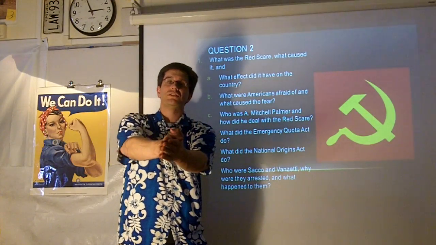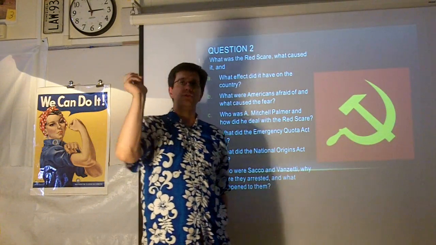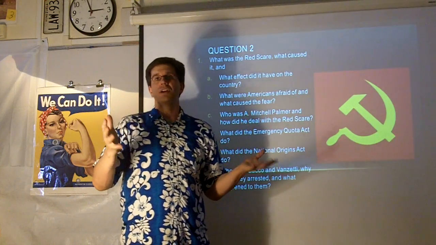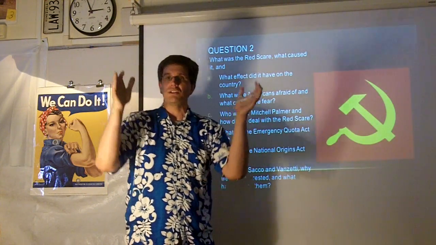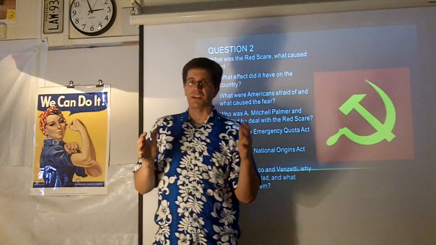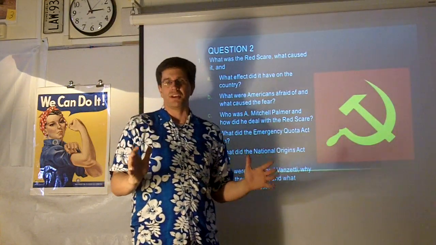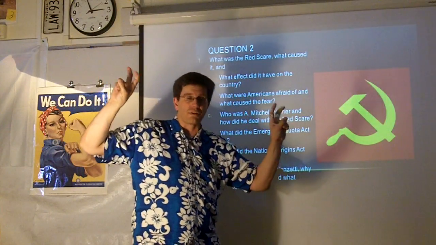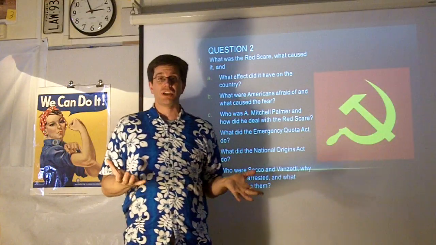Fire away. This is Unit 7, Week 2, Question 2, Part B. What did the Emergency Quota and National Origins Act do? They were trying to restrict the number of immigrants coming in. The 1920s were a xenophobic period. They were trying to restrict the bad immigrants, the illiterate, less educated ones.